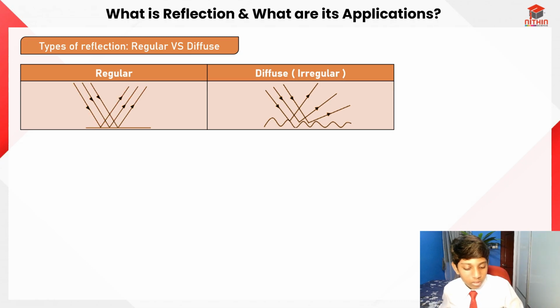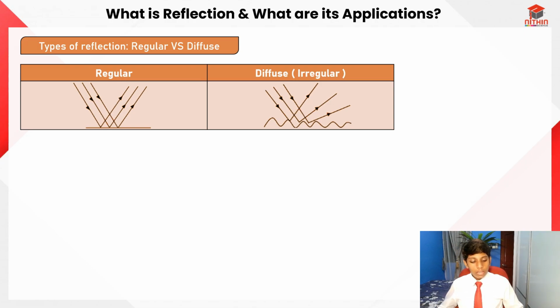So this is regular, while diffuse, which is irregular, is basically on a rough surface. This is on a straight surface. This is on a rough surface, so it goes all types of ways, all types of angles. While regular is always on one constant angle, so all these angles are actually equal, while all these angles are all different. I hope you understood that.